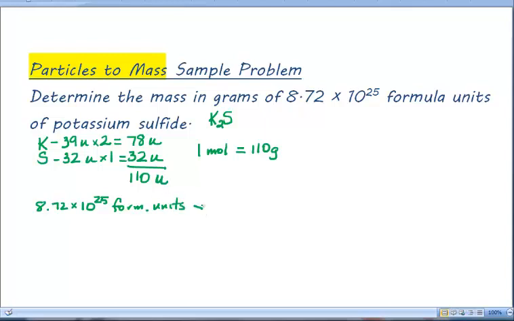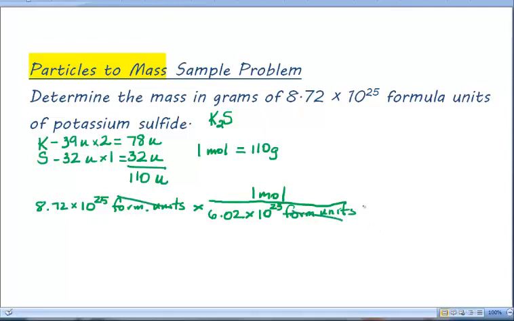Okay, at this point, I need to go back through moles. Go look at the mole roadmap. What's the connection between particles and moles? Well, there's Avogadro's number of particles. In this particular case, what I'm going to do is put 6.02 times 10 to the 23rd formula units in the denominator. All of that, 1 mole. Okay, can you see that formula units cancels out here?